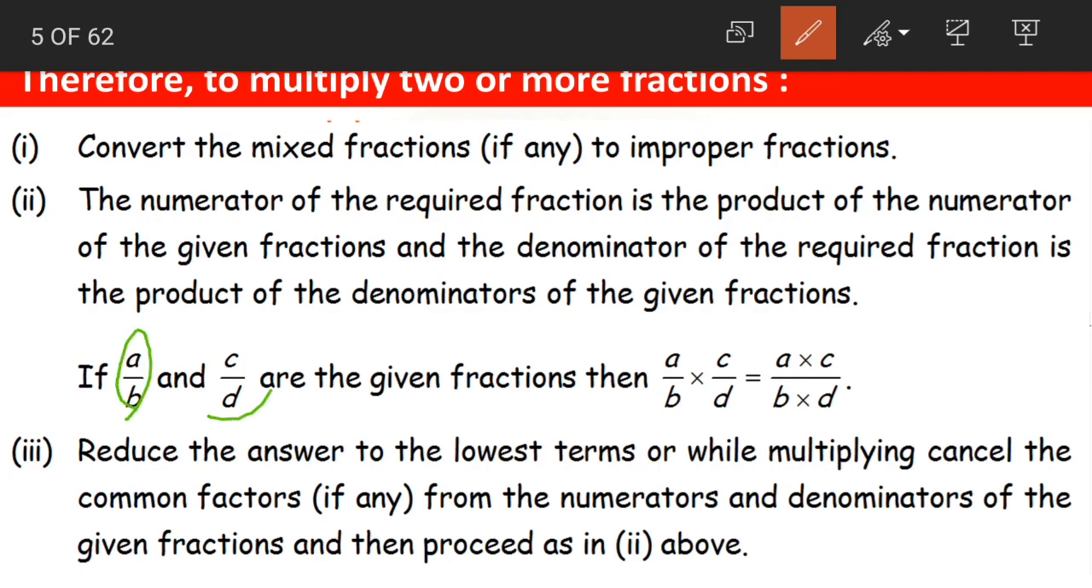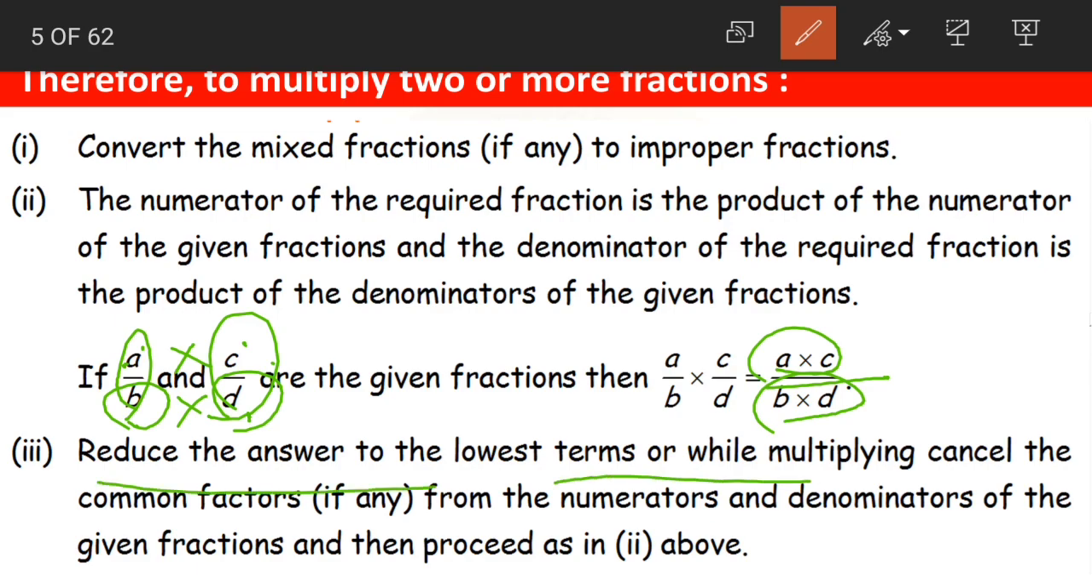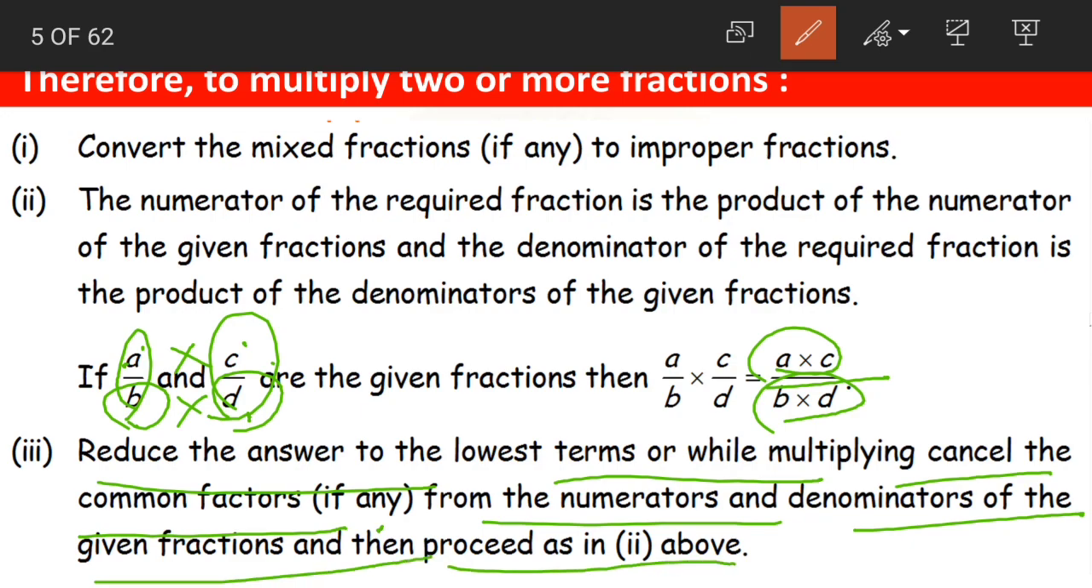When we are given two fractions, a by b and c by d, the numerator becomes what? The numerator becomes a into c, that is nothing but the product of their numerators, and the denominator becomes b into d, nothing but the product of their denominators. Now reduce the answer to the lowest terms while multiplying. Cancel the common factors if any from the numerators and denominators of the given fractions. Then proceed as given in point number 2.